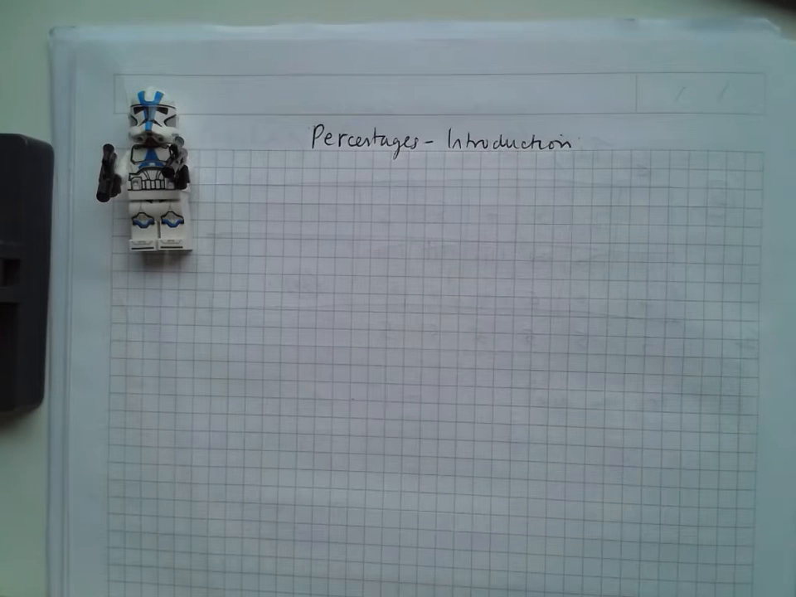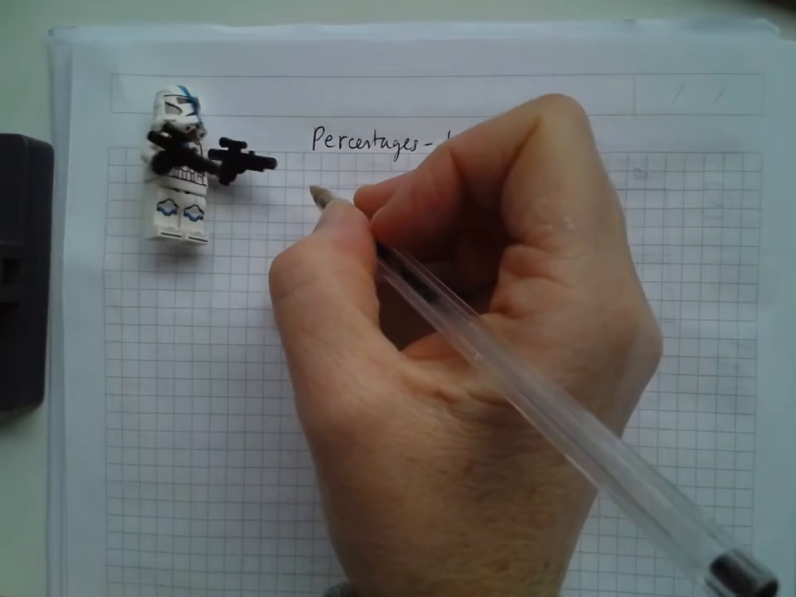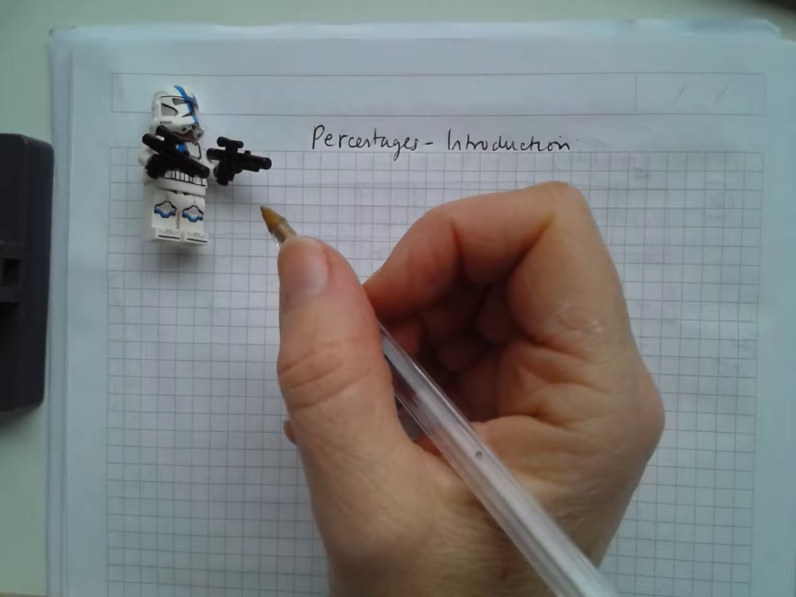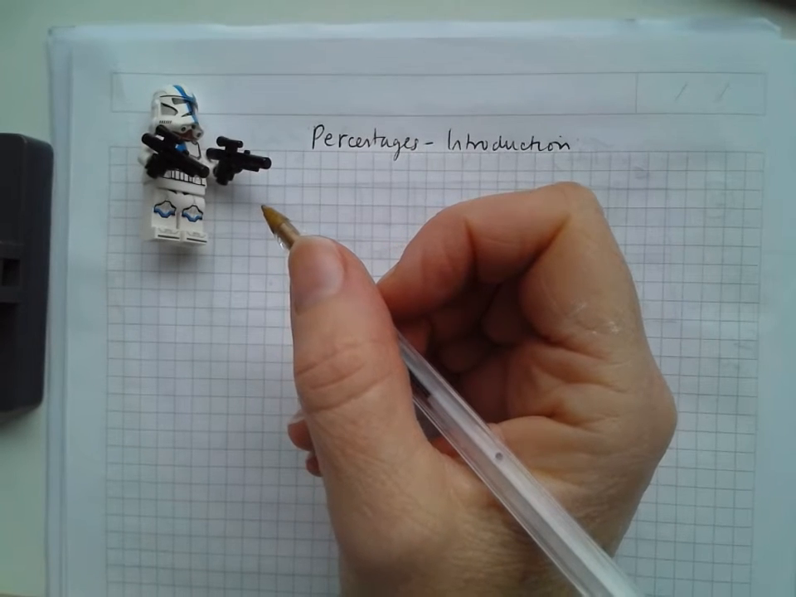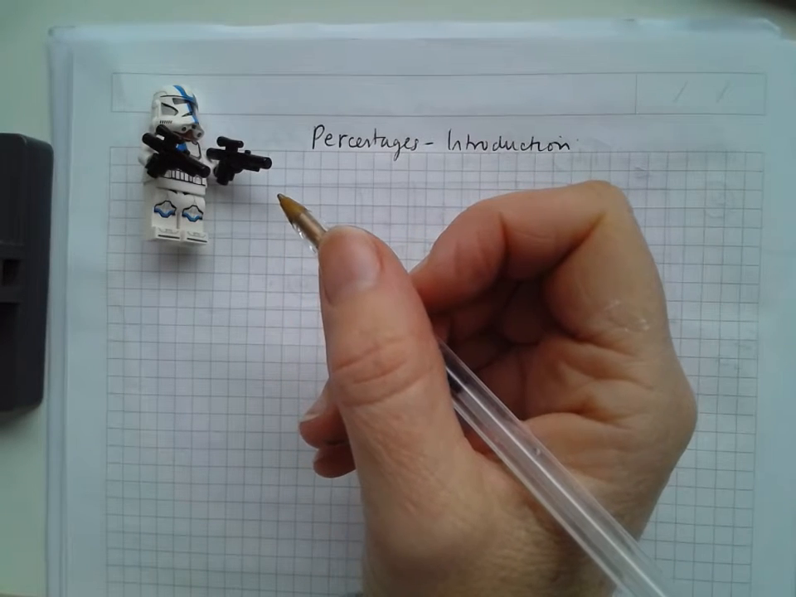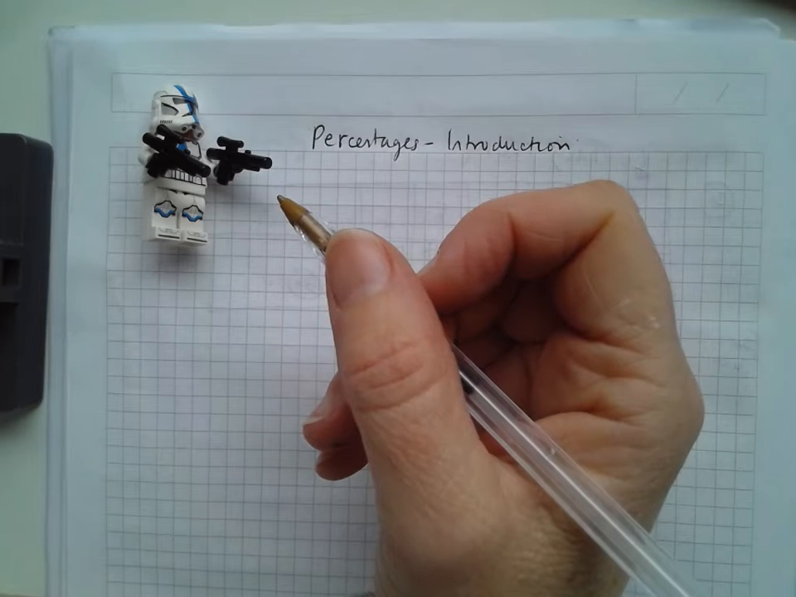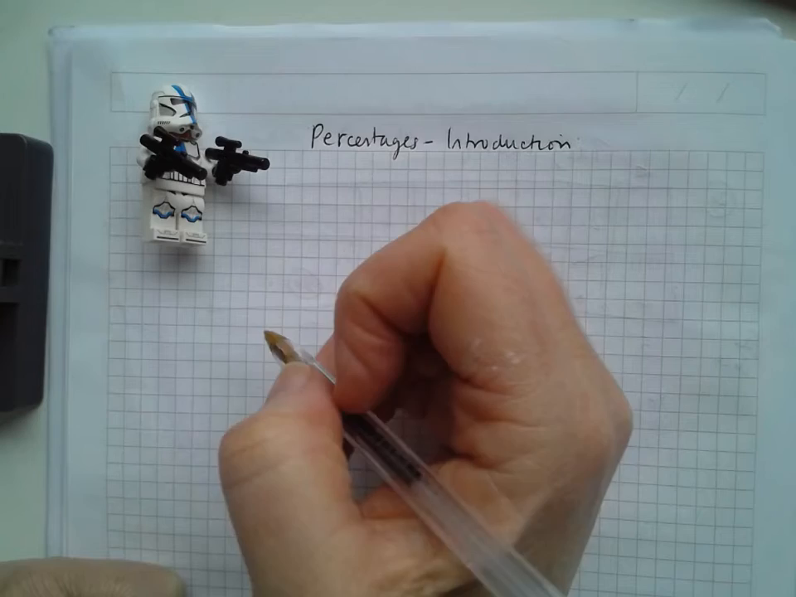Today we're looking at percentages, and this is an introduction to percentages. We're going to go through 5 basic ideas. The first idea is what is a percentage. The second one is how to change a fraction to a percentage. The third one, how to change a decimal to a percentage. And then how to change a percentage to a fraction and how to change a percentage to a decimal. So those are the ideas we're going to look at today.